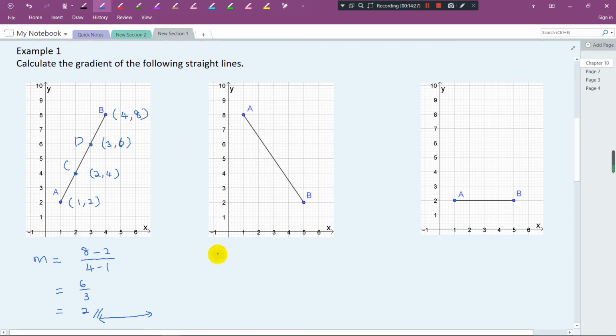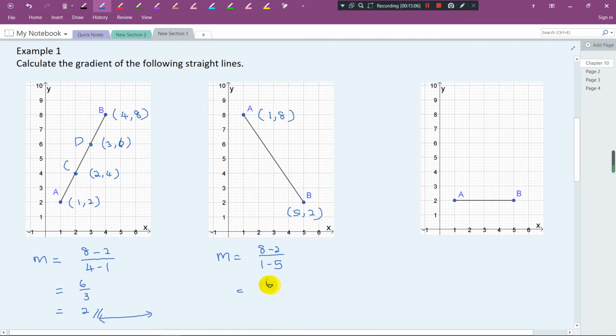Okay, now let's calculate the gradient for this straight line. Negative, right? We know the answer must be negative. Let's just choose this point, 1, 8, and 5, 2. Remember y on the top, 8 minus 2. I have to do the same thing for the x part, 1 minus 5.